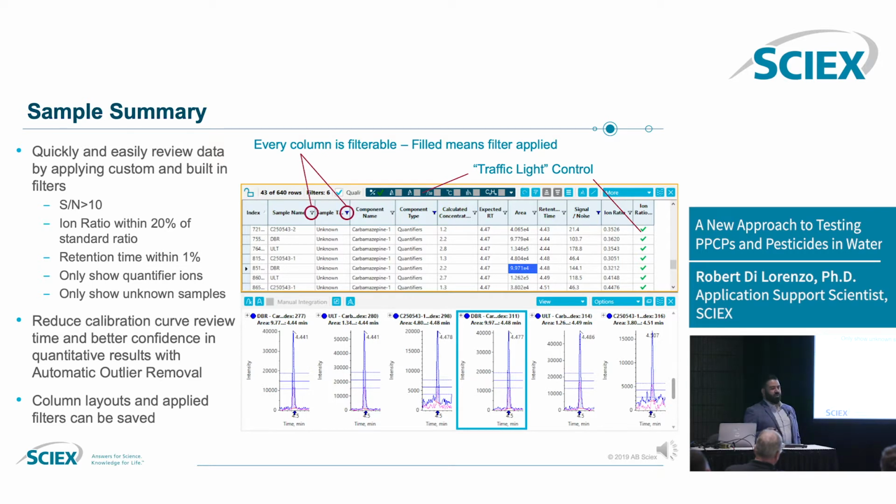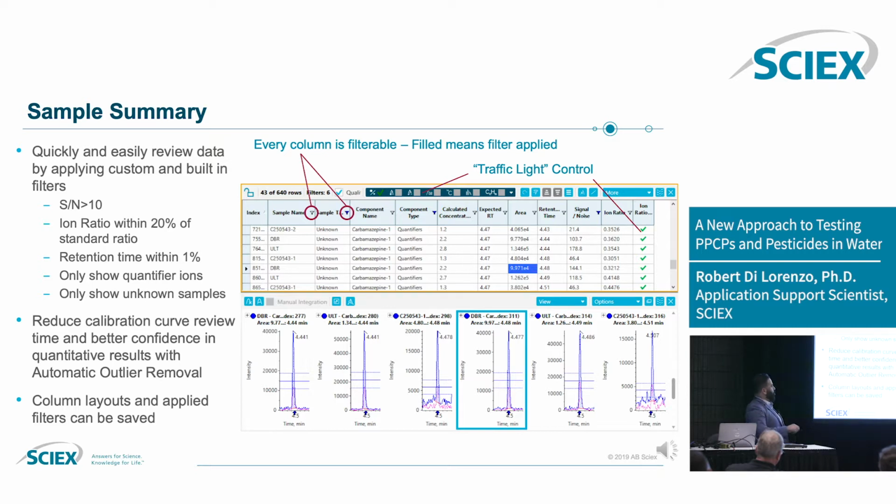I only wanted to see the quantifier ions because in my overlay, I can show the qualifiers with the ion ratio lines to check confidence, and I know the confidence is good. And then I only wanted to show the unknown samples. So this is an easy way to quickly review lots of data for lots of samples. And again, I don't have to review my calibration. It's not as critical to go back and review every single calibration curve because it reviews automatic outlier removal.